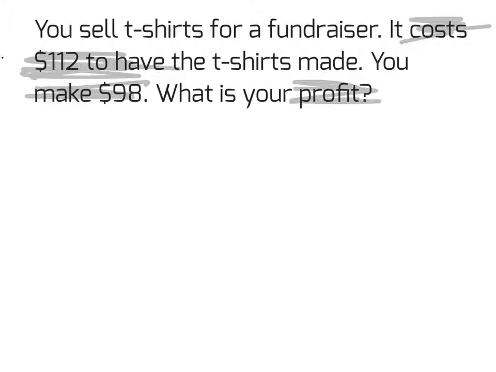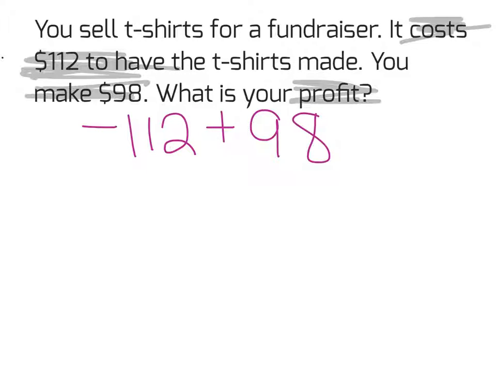You sell t-shirts at a fundraiser, so we're going to have to write some sort of expression for this. So it costs us $112. So that is negative 112. Remember when we talk about banking and a checking account, $112 is what I'm taking out so that I can do this. But I make $98. So plus $98 that I just made. Woohoo! And then it says, what is your profit? So we're going to do negative 112 plus 98.